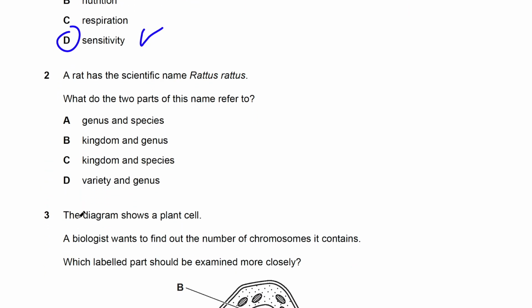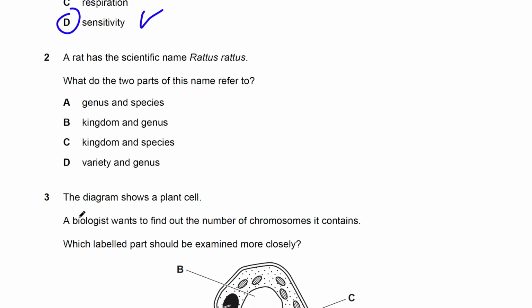Here you go. A rat has a scientific name, Rattus rattus, as we see here in italic way, and the first letter is capital and the second is small because this is related to the binomial naming. What do the two parts of this name refer to? A, genus and species. B, kingdom and genus. C, kingdom and species. D, variety and genus.